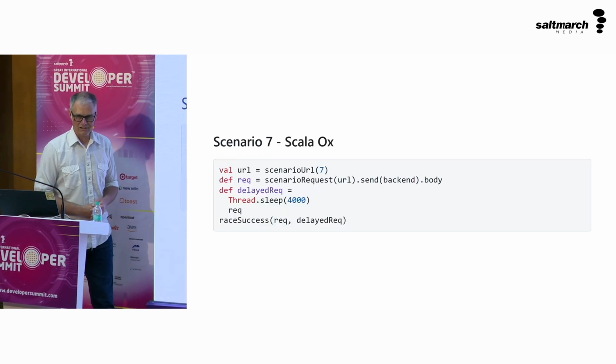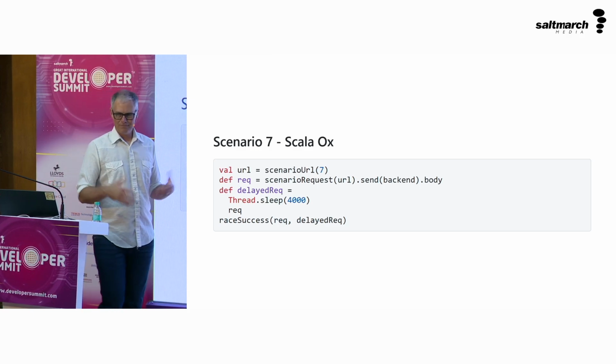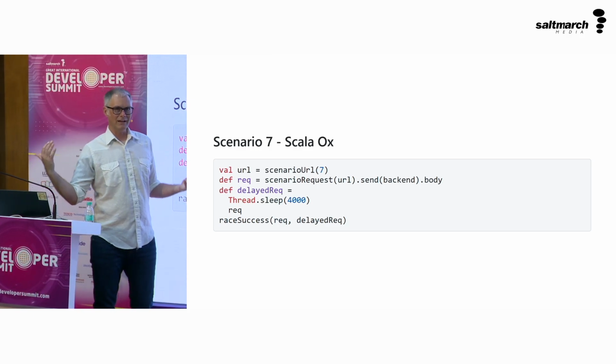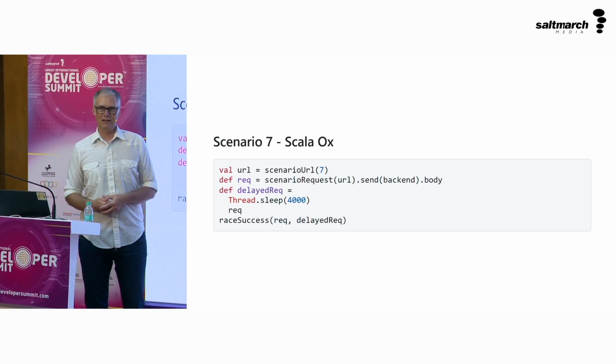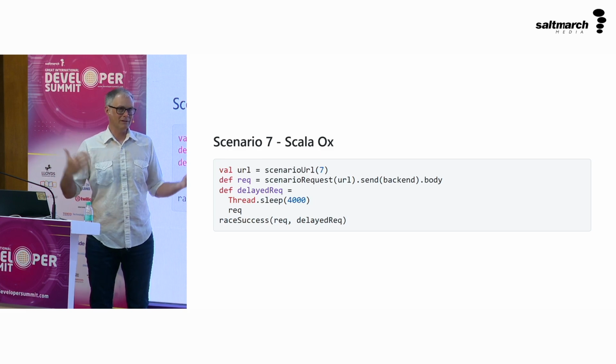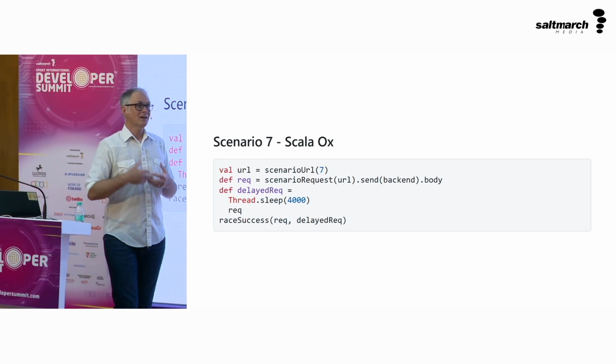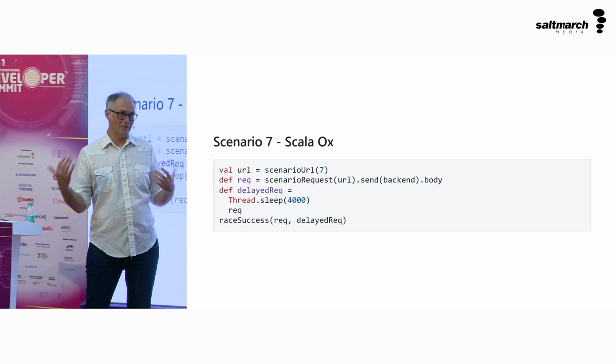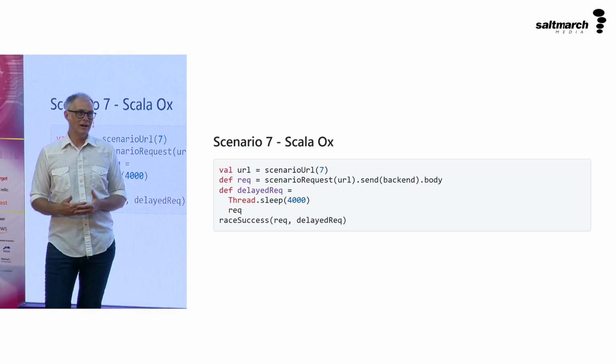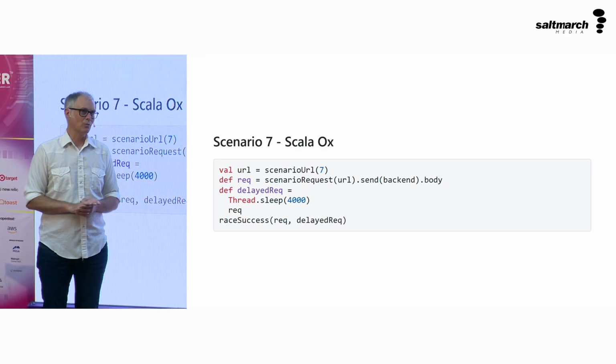Okay, so that's the Scala Ox one. The other ones are very similar to this, where it's pretty standard to wait for some amount of time, then make the request. And because hopefully you're on virtual threads, some efficient thread system, you shouldn't be blocking resources while you're waiting for that hedge.